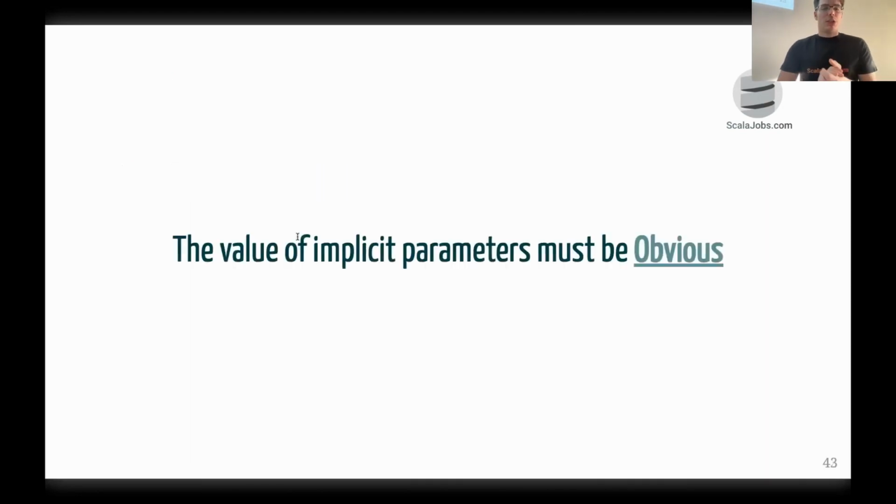Cool. So if there is one thing you need to remember about this presentation, it is the golden rule for implicits. The value of an implicit parameter must be obvious. And it must be obvious for you, but also for everyone in your team. So if at some point you're thinking, what is the value that is passed by the compiler here? You check your imports, and you're like, it's probably that you're doing something wrong. Just pass the argument explicitly. It's so much easier.